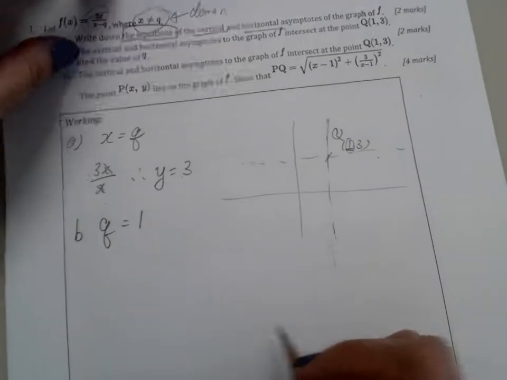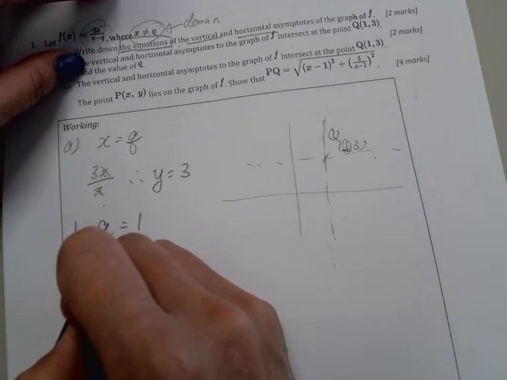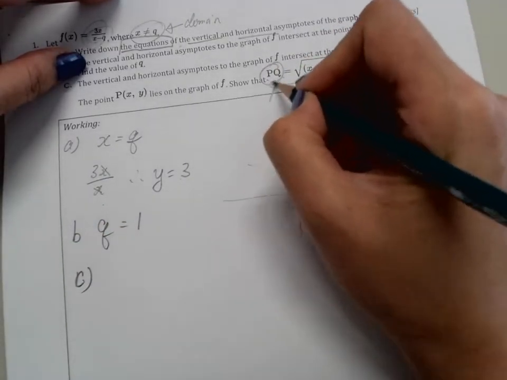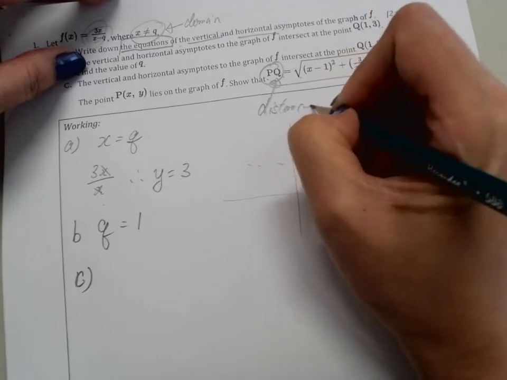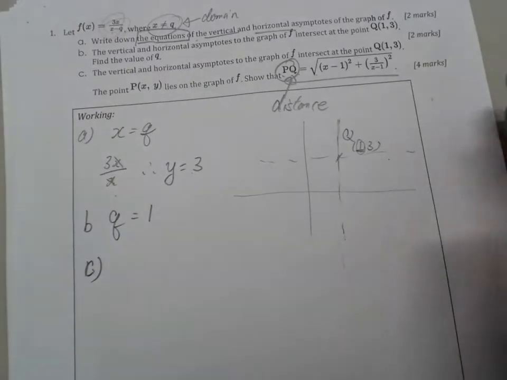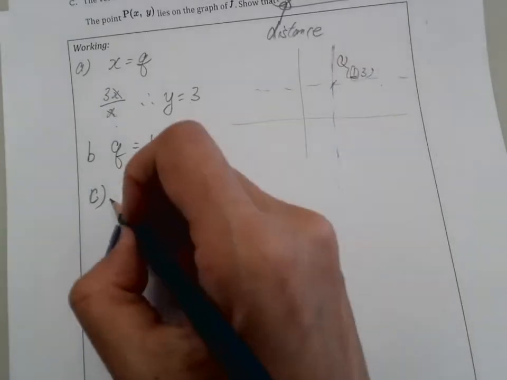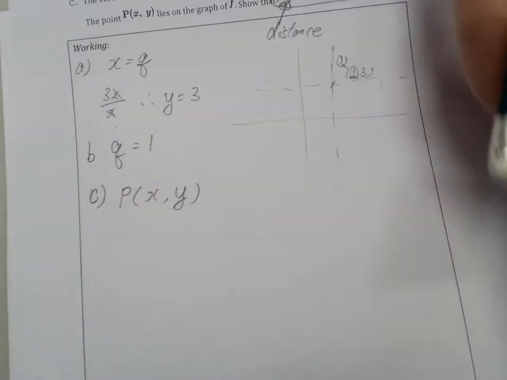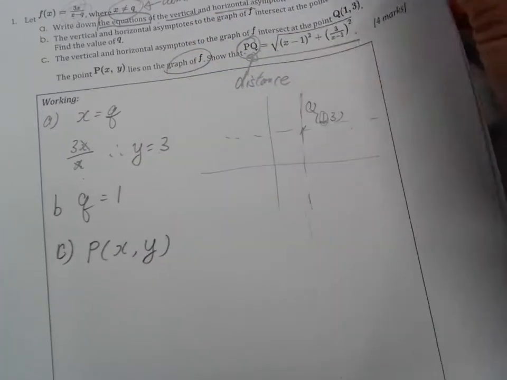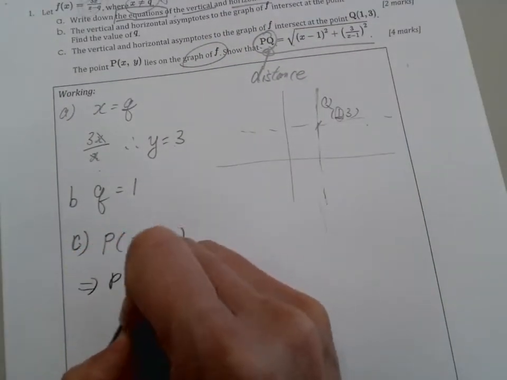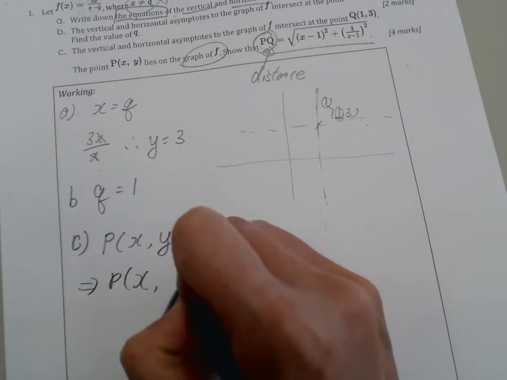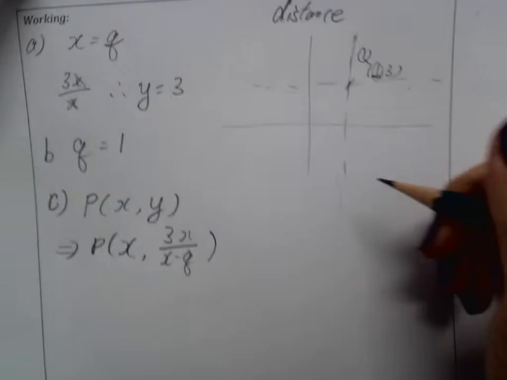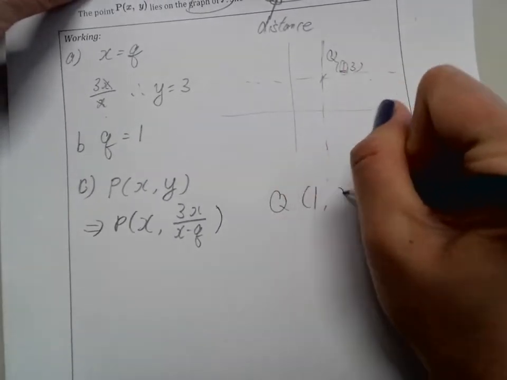So this will be a graph on those. And part C. Part C is a bit annoying here because it requires the distance formula. PQ, 2 points together, means the distance. So what we're going to do is substitute. We got 2 points. First point, P, which it says to be on the graph. So we can rewrite that. We have P, we have x, and then 3x over x minus q. Alright, the second point, Q, is 1, 3.